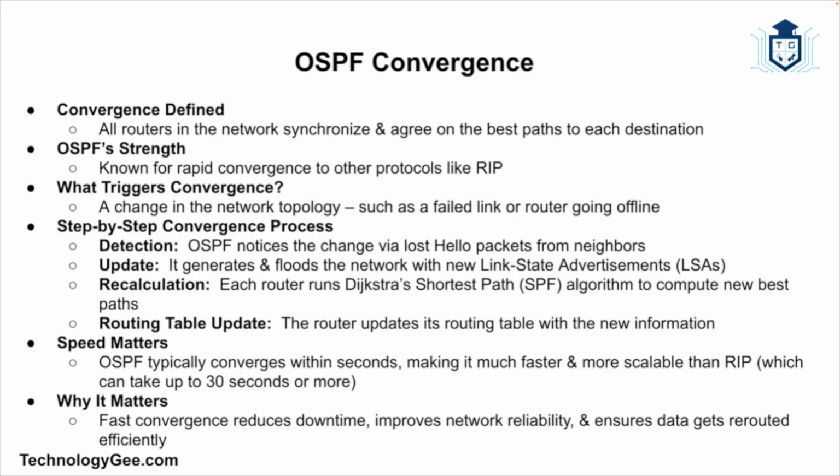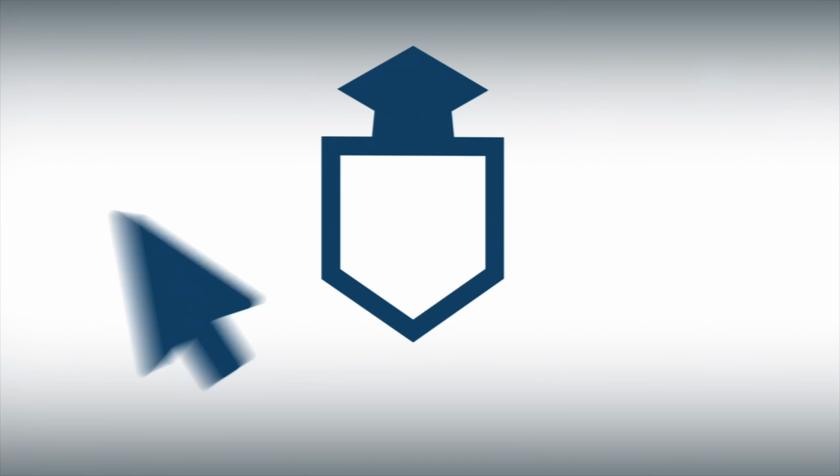All right, so let's move on and talk about OSPF convergence. So convergence means all routers in the network agree on the best paths. And this is where OSPF shines because it converges fast. And when a change happens, like a failed link, OSPF will detect the change via lost hello packets. It'll update its LSDB with new LSAs. It'll then recalculate the best path using that algorithm we talked about earlier. Then it'll update the routing table. And all of this happens quickly, usually within a few seconds, which is way faster than the RIP protocol. All right, next let's quickly talk about some OSPF versions.